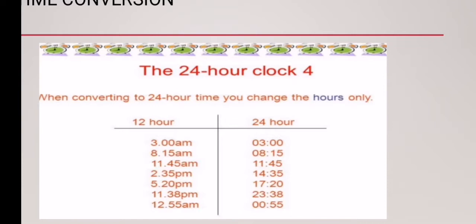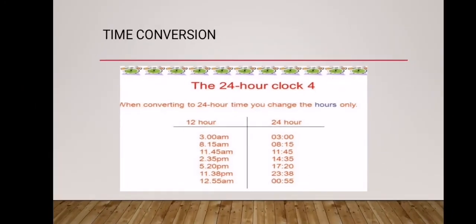You can also see different examples given here. Let's go for this 11:45 a.m. You can see on the right hand side it is written as 11:45 because this is the time before noon and it will remain the same. If we talk about 2:35 p.m. on 24-hour clock, this is going to be 14:35. In the same way, if we look at the last example here, 12:55 a.m., on 24-hour clock, we know that it's the time after midnight, so it is to be written as 0055. You can also go through the rest of the examples for your understanding.